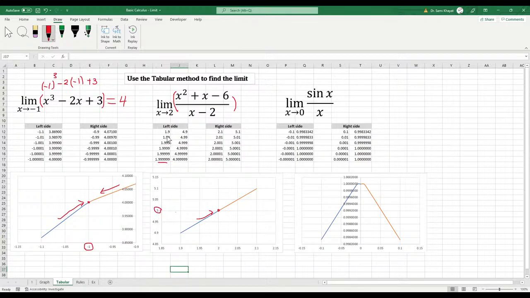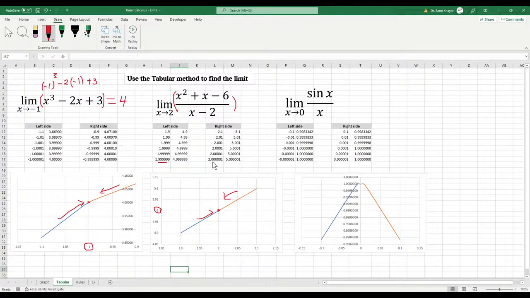This is from the left side. What about from this side? Because this side will give me the same. If you give me the same answer, meaning the final answer will be 5. Okay, let's say I am farther than 2, is 2.1. You give me 5.1. I come a bit nearer, 2.01 and 5.01, and so on.